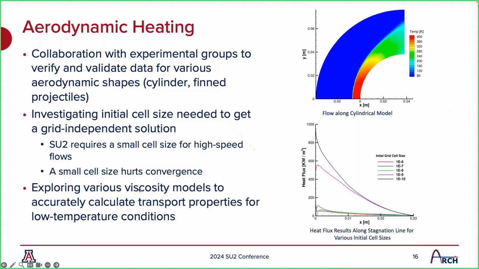And we're also exploring various viscosity models to accurately calculate the transport properties. So these low enthalpy wind tunnels have free stream temperatures on the order of 50 Kelvin, 60 Kelvin. So it's extremely cold. Sutherland's law breaks down at those temperatures, but that's what people use, and we're assessing the uncertainty with that calculation.